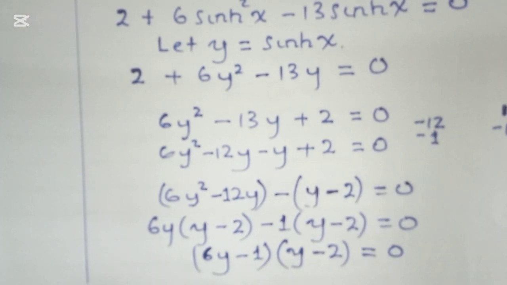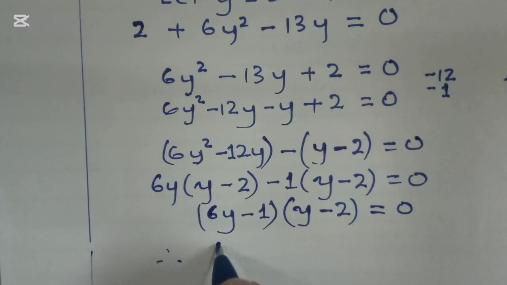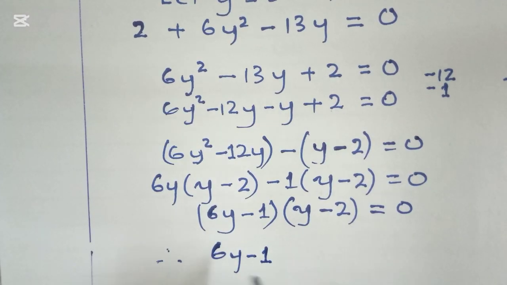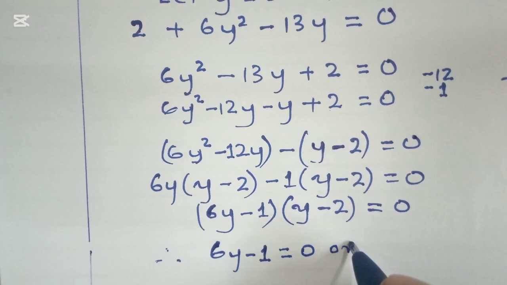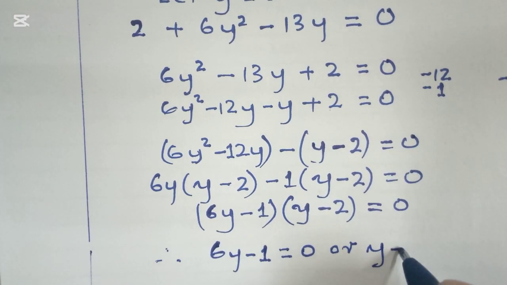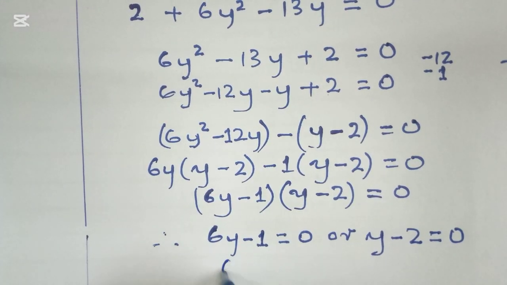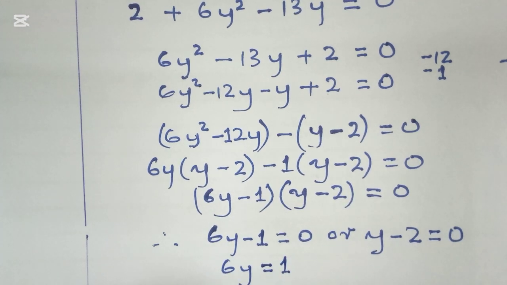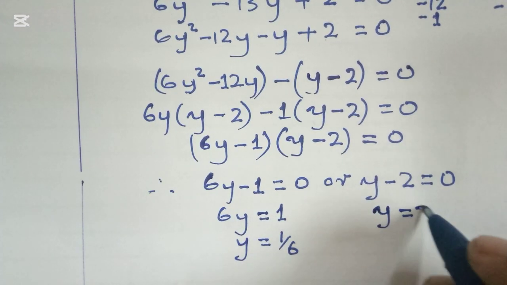So we can say therefore 6y minus 1 is equal to 0, or y minus 2 equals 0. So that now we have 6y equals 1, y equals 1 over 6. And on this other side we have y is equal to 2.